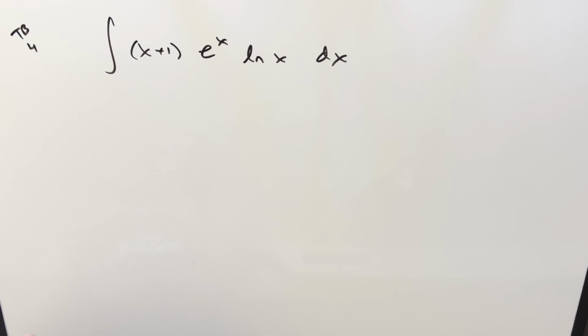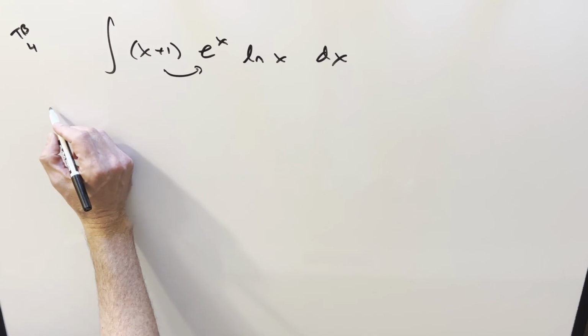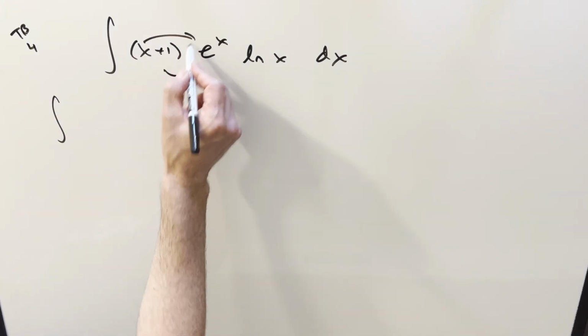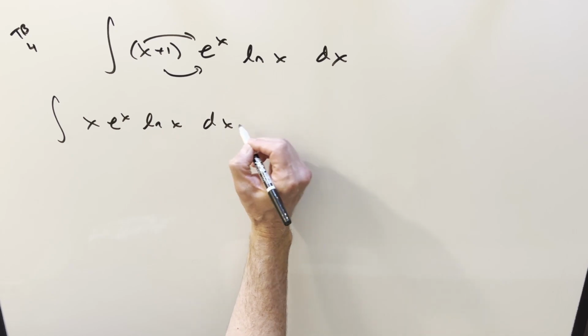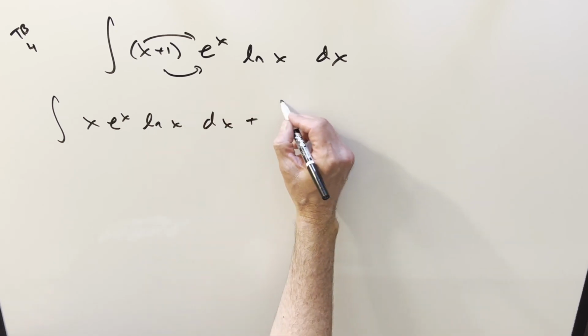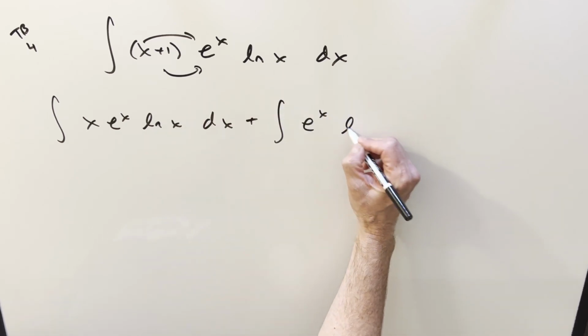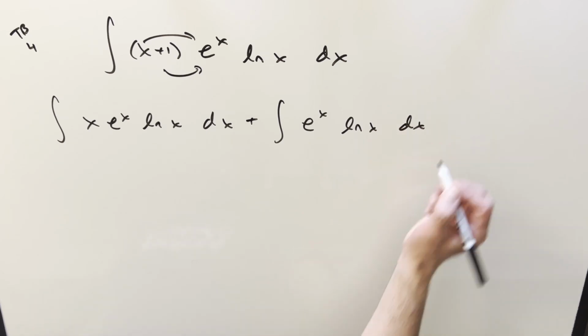What I want to do to start is multiply it out and create two integrals out of this. For the first one, we'll just distribute in the x, so we'll have x e^x ln x. And then for the second one, we're just multiplying by 1, so we're just integrating e^x ln x dx.